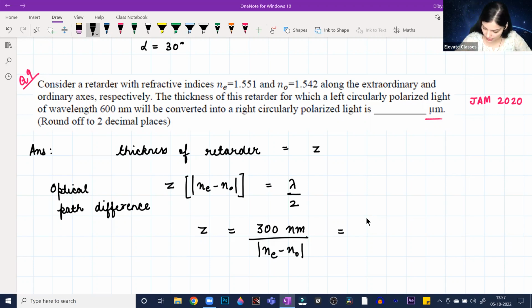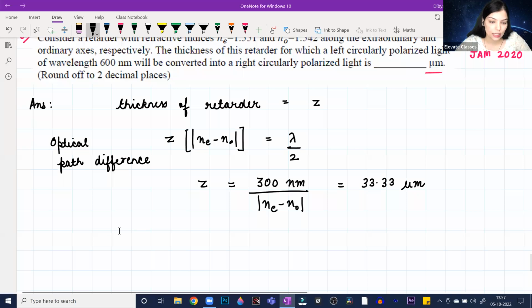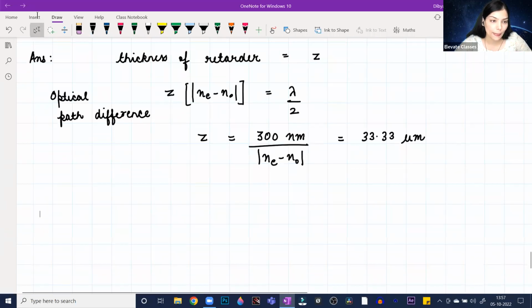ठीक है, so इसका आंसर आएगा 33.33 micrometers. So just plug these values and check. ठीक है, class question करते हैं.